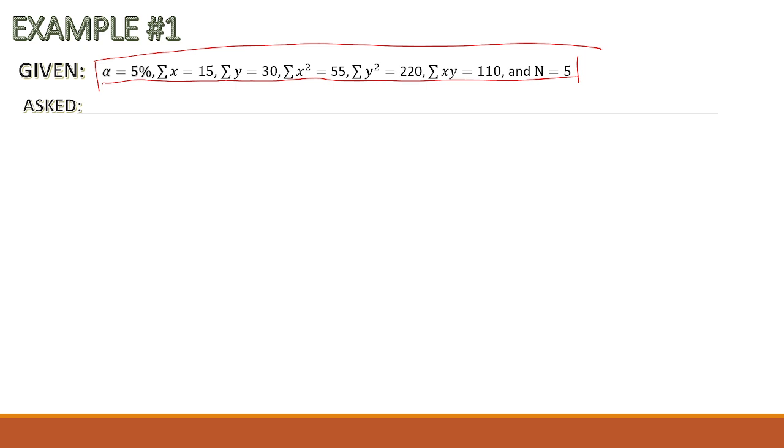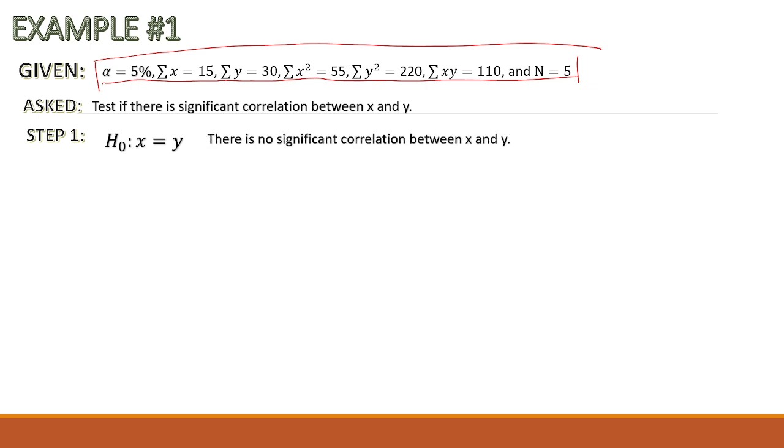So, ganito tayo mag-state ng null and then alternative hypothesis. So, number 1, null hypothesis, x is equal to y. Meaning to say, there is no significant correlation between x and y. Tatandaan nyo to ha, there is no significant correlation between x and y. And then yung alternative hypothesis naman natin, x is not equal to y, meaning to say, there is a significant correlation between x and y natin.